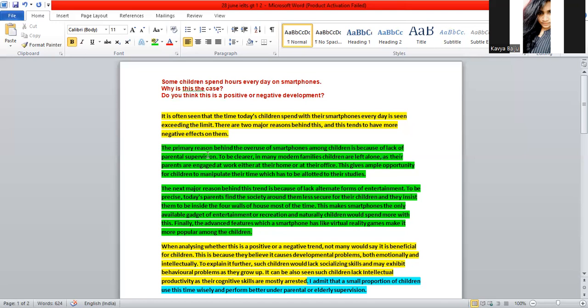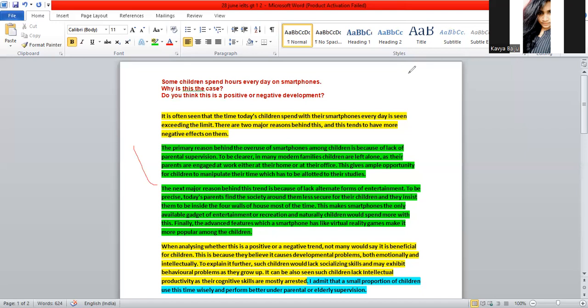The next major reason behind this trend is because of lack of alternate forms of entertainment. We do have problems here. Today's parents find the society around them less secure for their children, and they insist them to be inside the four walls of the house most of the time.